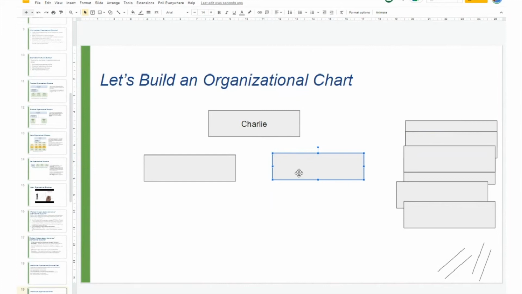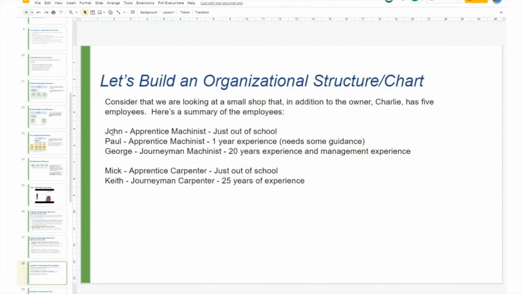So we'll go back here and say, okay, in terms of machinists, there are 2 apprentices and 1 journeyman machinist. Who would be the best person to manage that group? Well, George has management experience and he's got 20 years of experience. If I were a betting man, I'd say George is probably the best one to be responsible for the 2 underlings. These 2 are apprentices. They might need some guidance and help. The best person to provide that would be George.